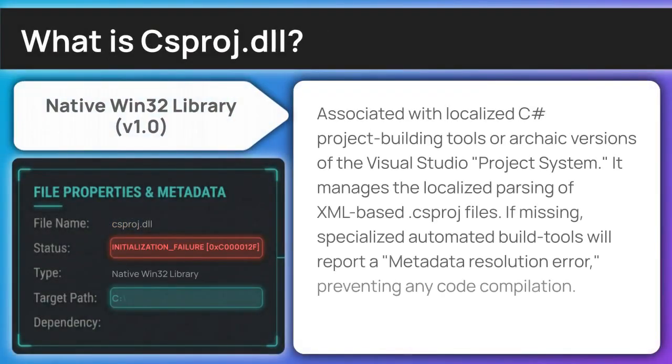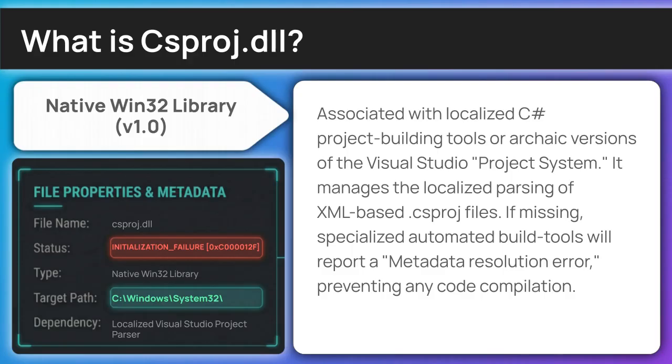This is the C# project library, associated with localized C project building tools or archaic versions of the Visual Studio project system. It manages the localized parsing of XML-based .csproj files. If missing, specialized automated build tools will report a metadata resolution error, preventing any code compilation.